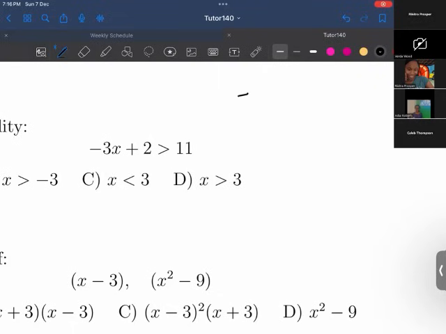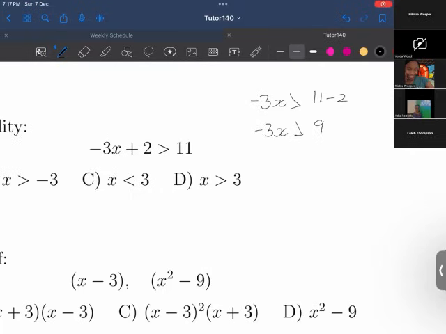So now we have negative 3x greater than 11 minus 2. Because when you send the 2 over, it's going to become negative, right? So now we're going to simplify it. And like I say, for those who joined, sorry if I go fast, we just have a lot to cover. 11 minus 2 is 9, so negative 3x greater than 9.